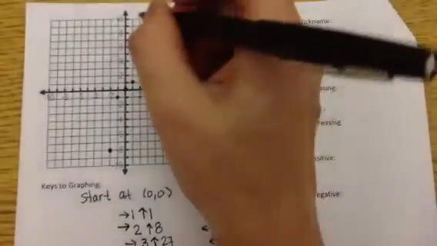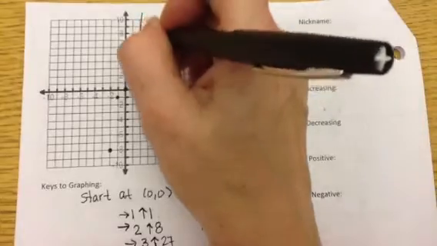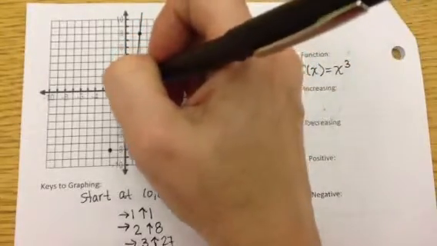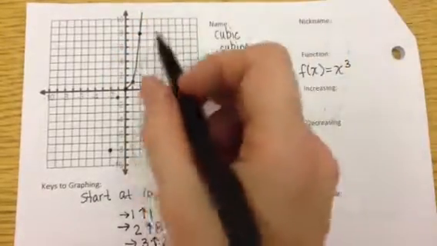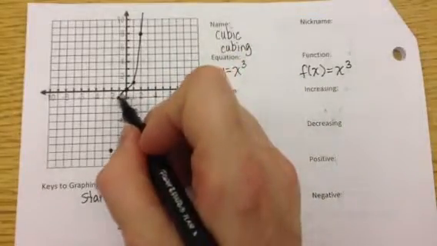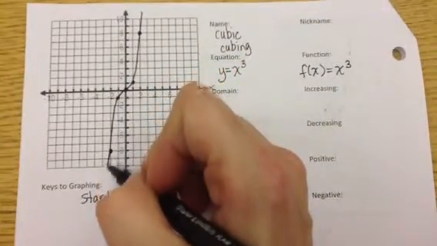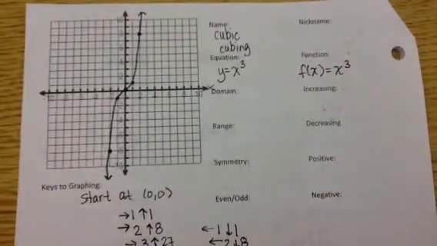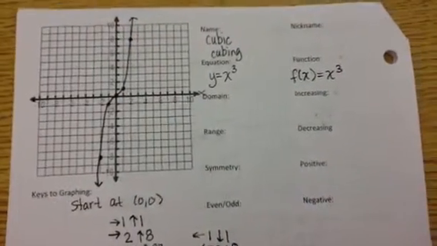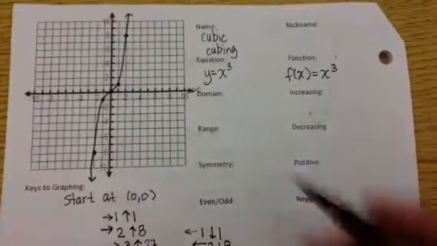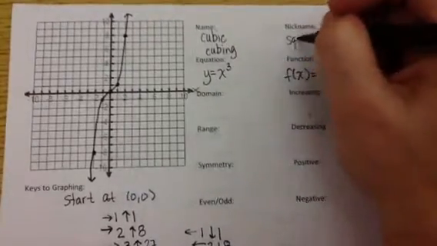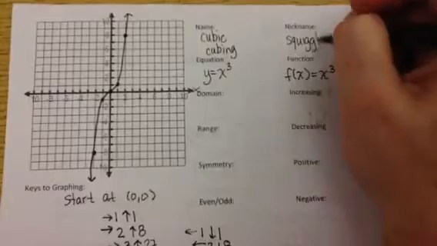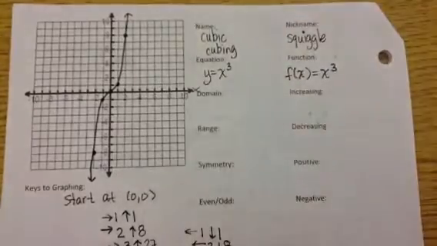When I connect these, I should end up with a smooth curve that actually looks like half of a parabola in quadrant 1, and then it kind of twists around and makes half of an upside down parabola in quadrant 3. So it looks a little bit like a twisted parabola. You can call it a twisted parabola if you'd like to. I tend to call it a squiggle, so that's what I'll put for my nickname. But whatever reminds you of how to draw it is fine with me.